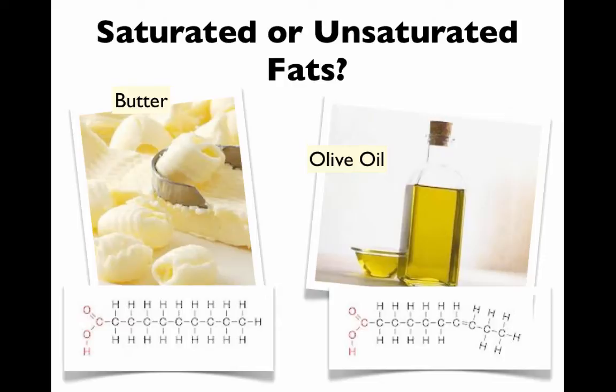Here's a quick question for you. Saturated or unsaturated fats? Butter and olive oil. Which is saturated and which is unsaturated? The clue would be in the images below. What you'll notice is the butter has all single bonded carbons, whereas the olive oil has a double bonded carbon. Based on that evidence alone, you should be able to differentiate between the saturated and the unsaturated fat.